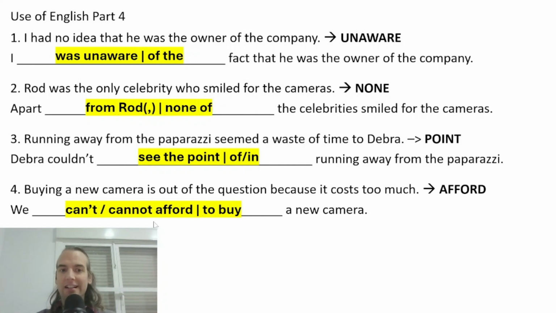The point I'm trying to test is that afford is used with the infinitive. You can't afford to do something. So afford to buy is what I really wanted you to do. And I also wanted you to know that afford often collocates with can or cannot. Anyway, this is Use of English Part 4. As we know, 8 marks there, 1 point for each part of the dividing line. And we'll finish with a quick bit of speaking.